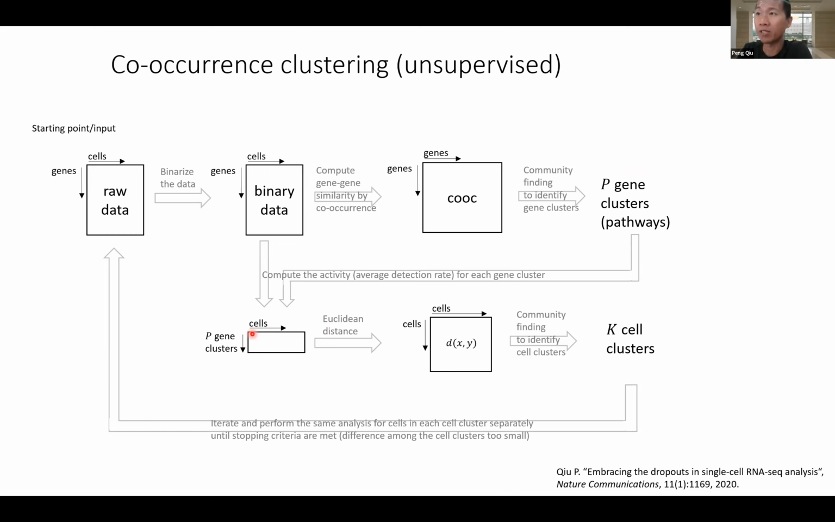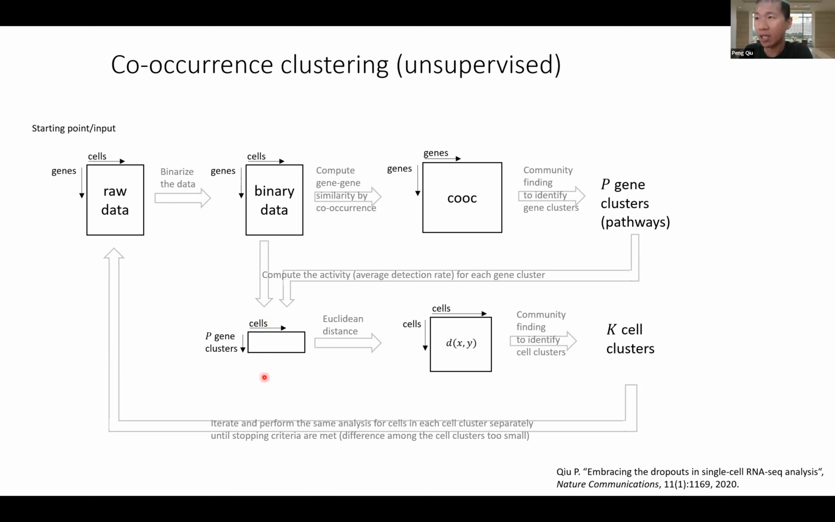Okay, so for every cell, I can quantify what percent of this pathway is detected, and that gives me one row of values here. And for each of the P gene pathways, I will do the same, so that the dimensionality of the data now becomes P-dimensional, and along this axis is still just the number of cells.